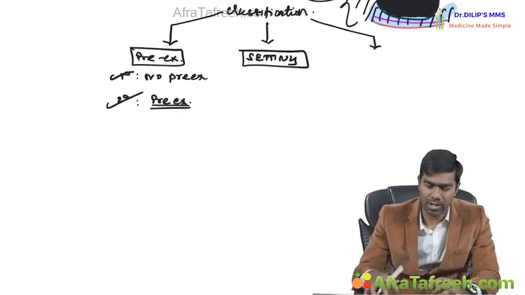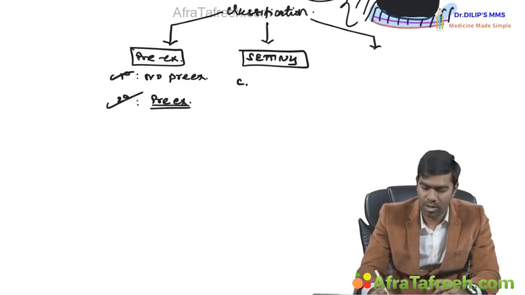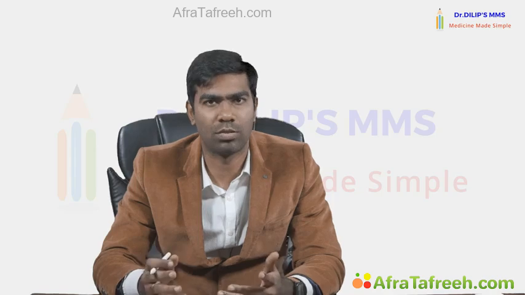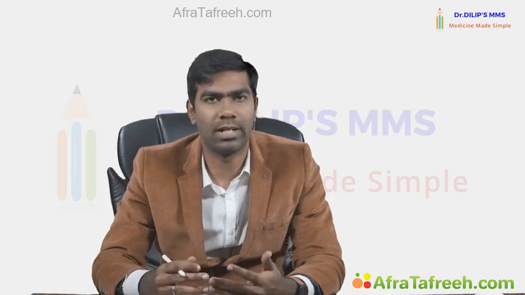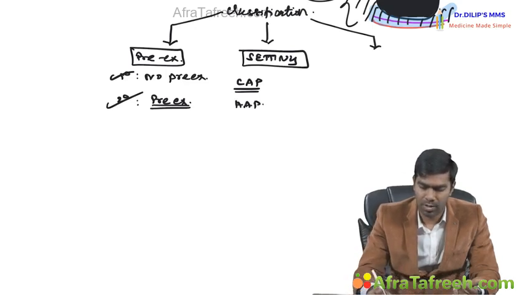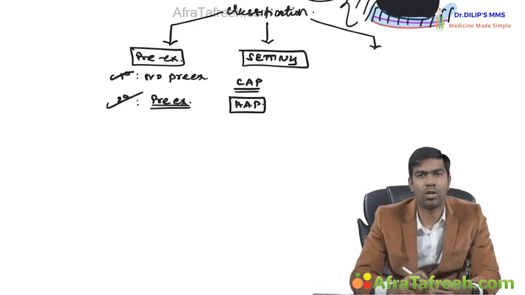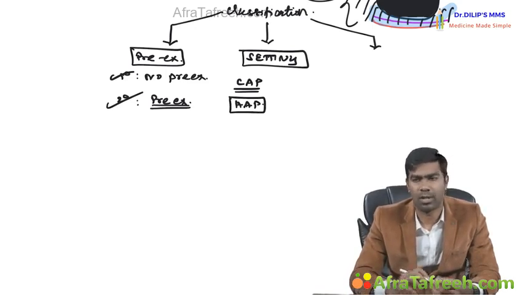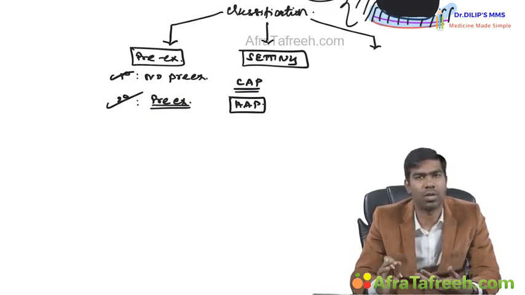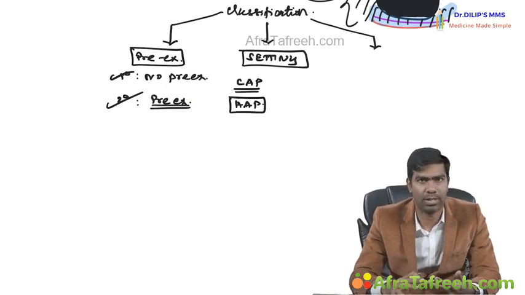Based on the setting where you get pneumonia, you can classify into community-acquired pneumonia, the classic form, where the patient has not been admitted to the hospital recently. So in those settings, you can diagnose a community-acquired pneumonia. Then you have something called hospital-acquired pneumonia. I told you community-acquired pneumonia is a pneumonia that you get outside the hospital setting. So hospital-acquired pneumonia is something you get inside the hospital setting.